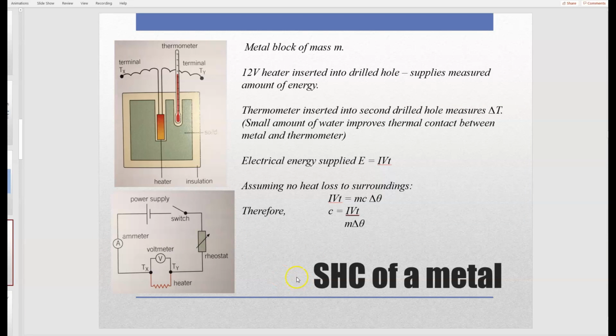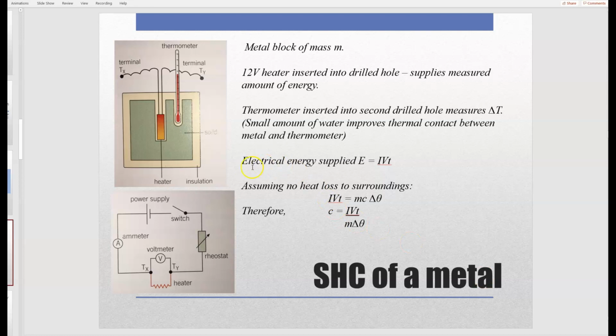Okay, so this is the way to find the specific heat capacity of a proper metal, so like a lump of metal, something like aluminium. You might have done this at GCSE. We will do it at some point. I've not booked it for next week, but maybe the week after you can have a go at it.